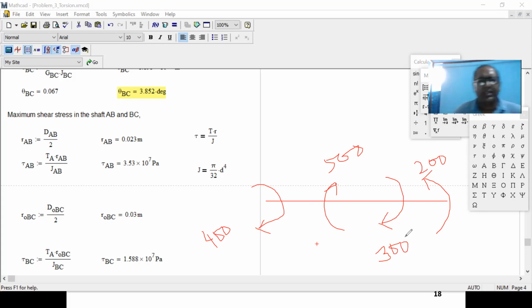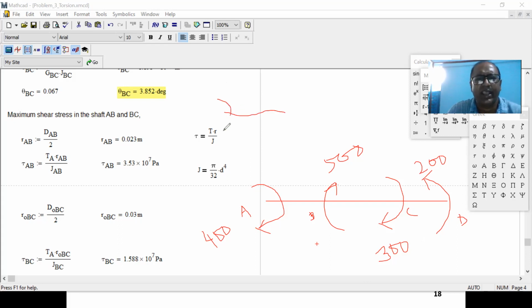Now, if I ask what will be the shear stress of shaft AB, BC, and CD? I will figure it out. You cannot say that shaft AB has 400 or 500. No. You need to draw the free-body diagram. How can we draw it? So at first, let me draw shaft AB, a straight line.